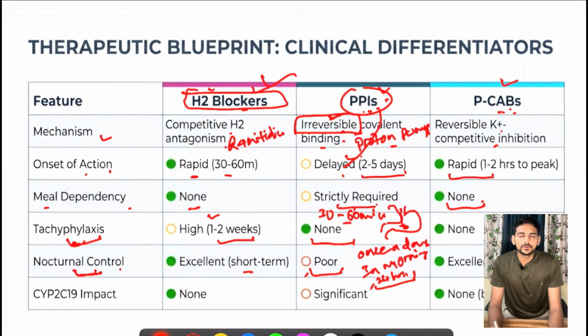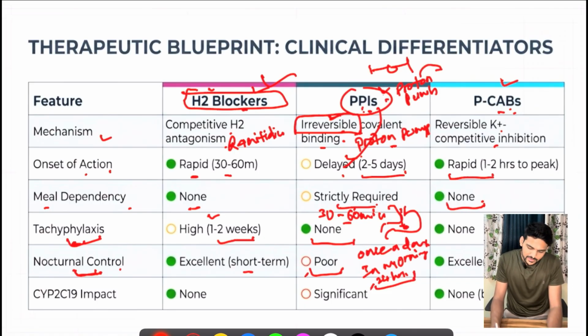And here I want to tell you one more commonest mistake. Few people will give PPIs not just OD, they will suggest to take these medications BD. It is totally impractical because, as mentioned, once the proton pumps are irreversibly inhibited, for the next generation of newer proton pumps, the time taken will be 24 hours.